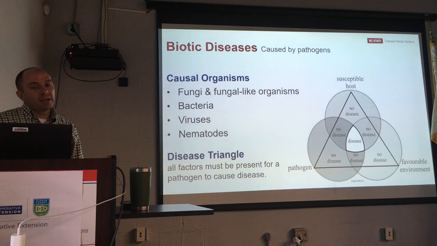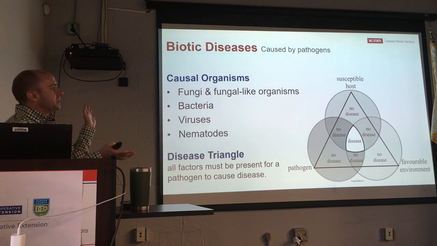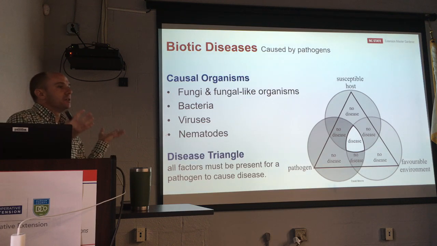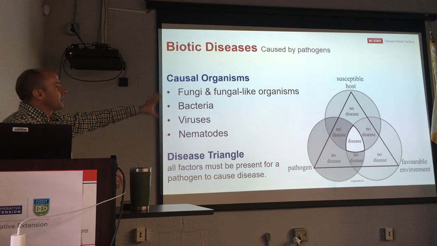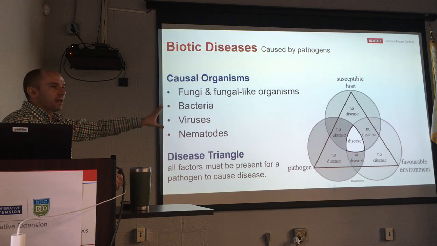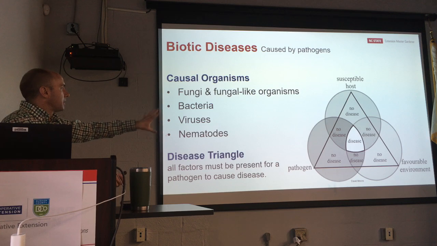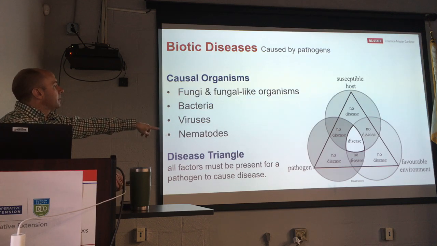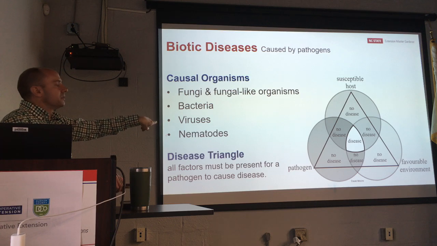Within plant pathology, we have a concept called the disease triangle, or if you want to get 3D, the disease pyramid. But the triangle is to imply that you need all three sides for things to be stable. So if you remove any one of these factors, then disease will not occur.